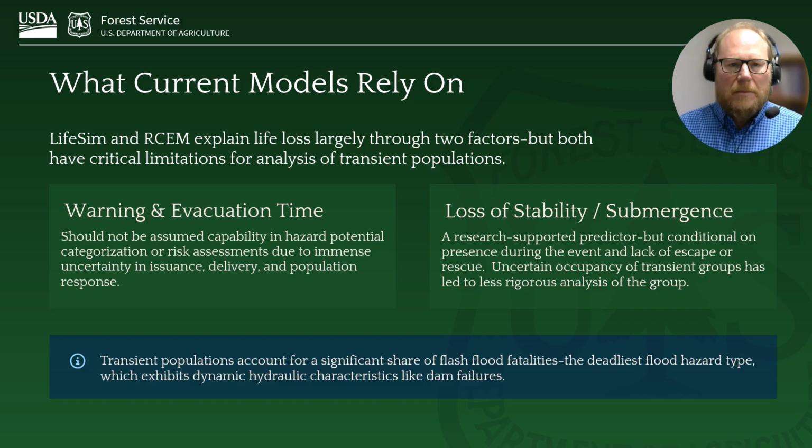LifeSim and HEC-LifeSim models generally attribute life loss to two primary factors: the amount of warning and evacuation time available and whether individuals experience loss of stability or submergence during the peak of flooding. While warning and evacuation are vital for emergency response planning, they should not be assumed for hazard potential classification or risk assessments, due to being a mitigation measure that can't be an assumed capability. Loss of stability is a well-supported predictor of loss of life, but it is inherently conditional.